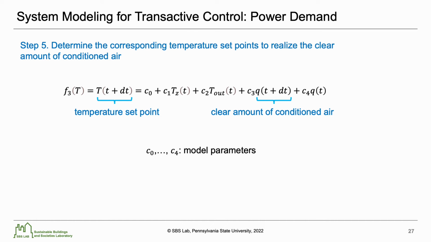In step 5, we need to decide the corresponding temperature set points to realize the required amount of conditioned air. Again, the authors used a black box model to calculate the temperature set point for the next time step, with a given required amount of conditioned air.